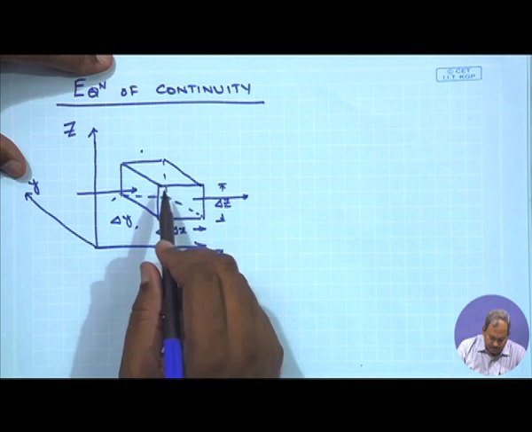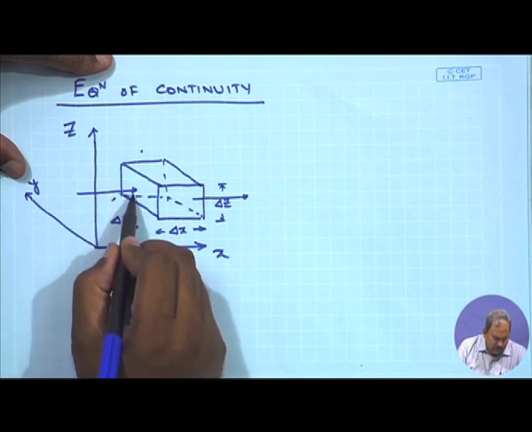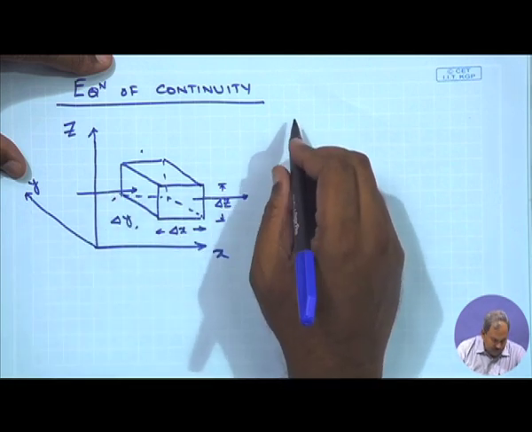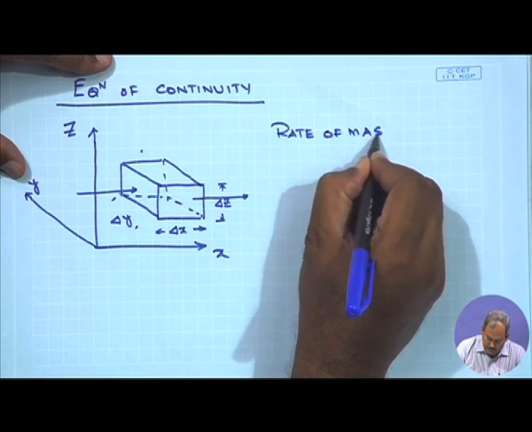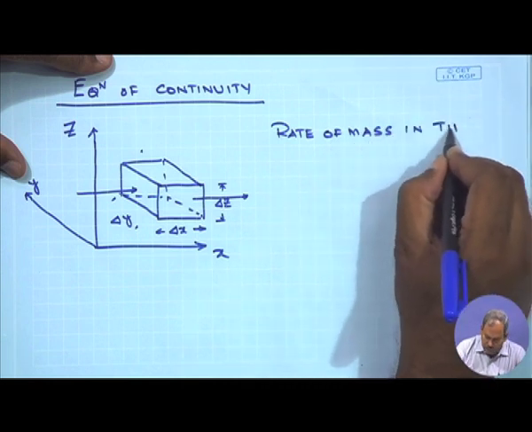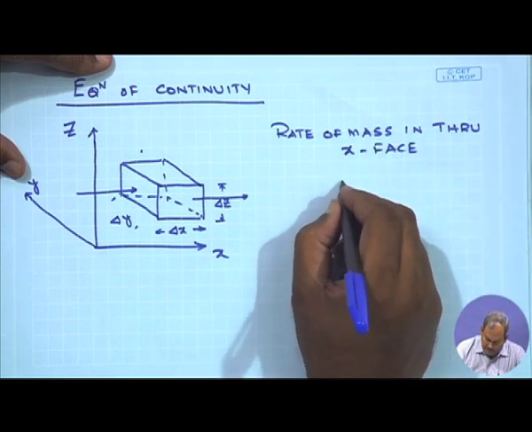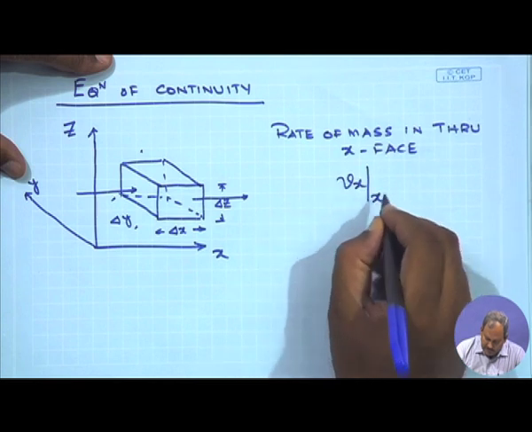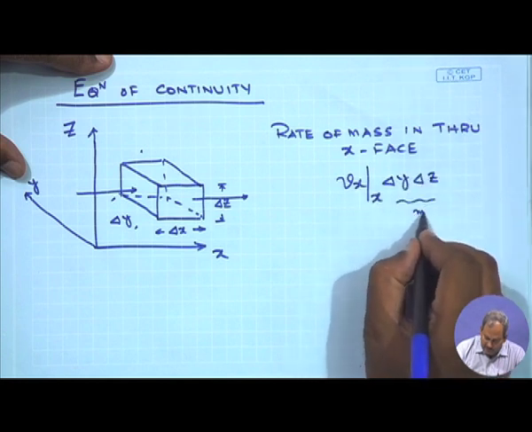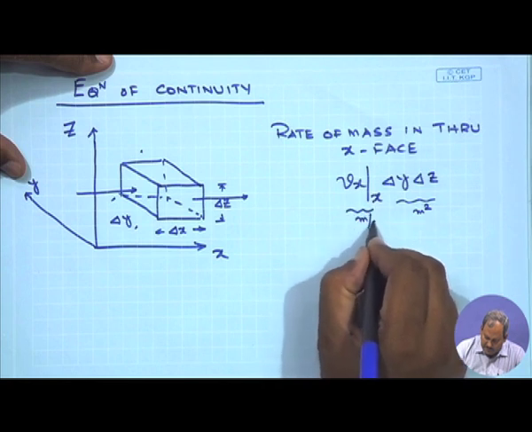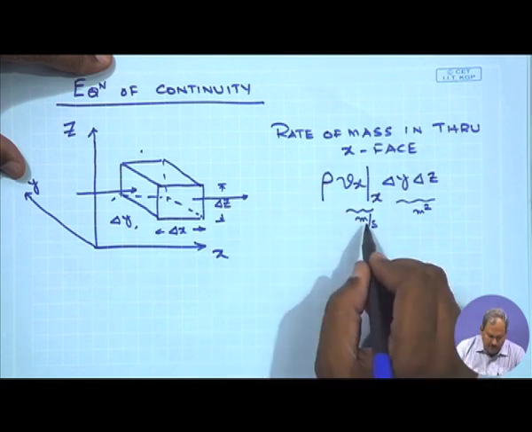So we are going to write the amount of mass which comes in through all these phases. What's the amount of fluid which comes in through the x phase? So the rate of mass in through the x phase can simply be obtained as Vx evaluated at x multiplied by del y del z. So this has units of meter square, this has units of meter per second. So this becomes meter cube per second. Meter cube per second when multiplied by rho makes it kg per second.